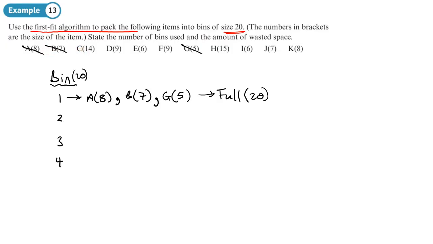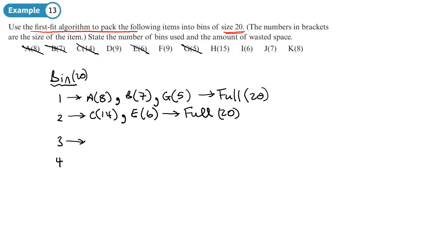Okay, so what can we get in there? We can get item C, which is 14, so we'll cross that off. Now, what's the most we can fit in that? 6, so we'll put E in there. So item E goes in, that's 6. So this bin is now full. We've used the full 20 of that bin. Okay, so bin number 3. So we go back to the start again.